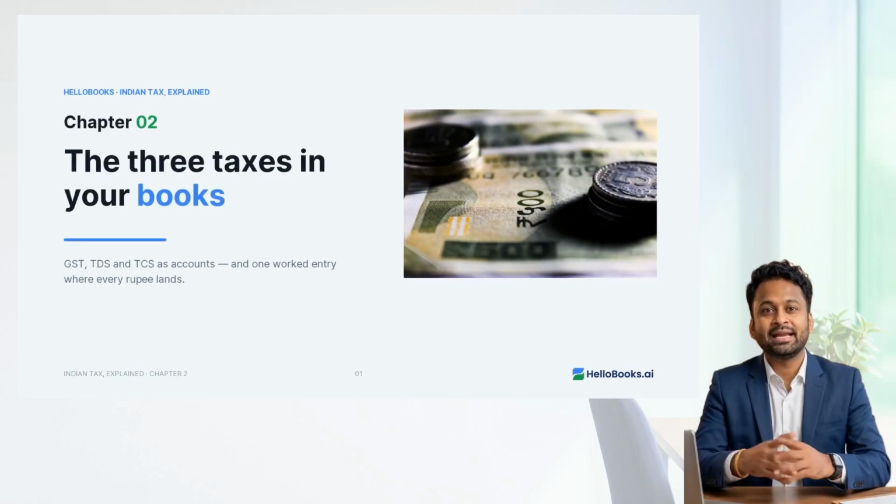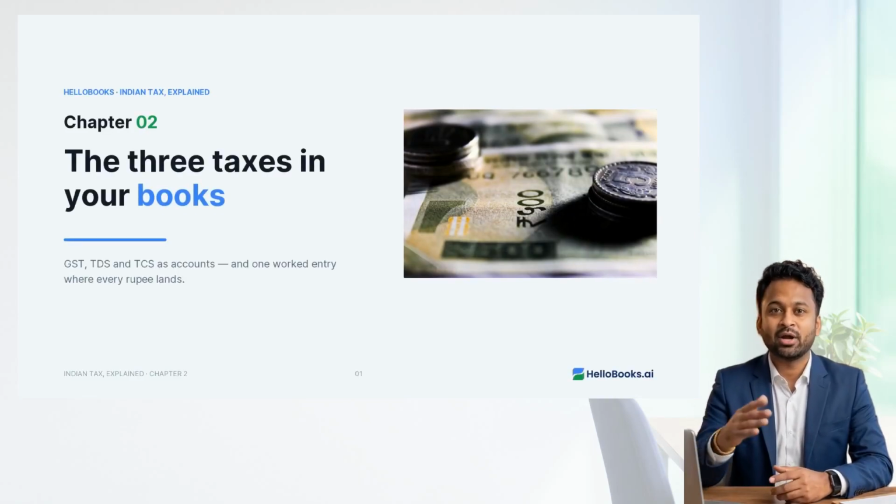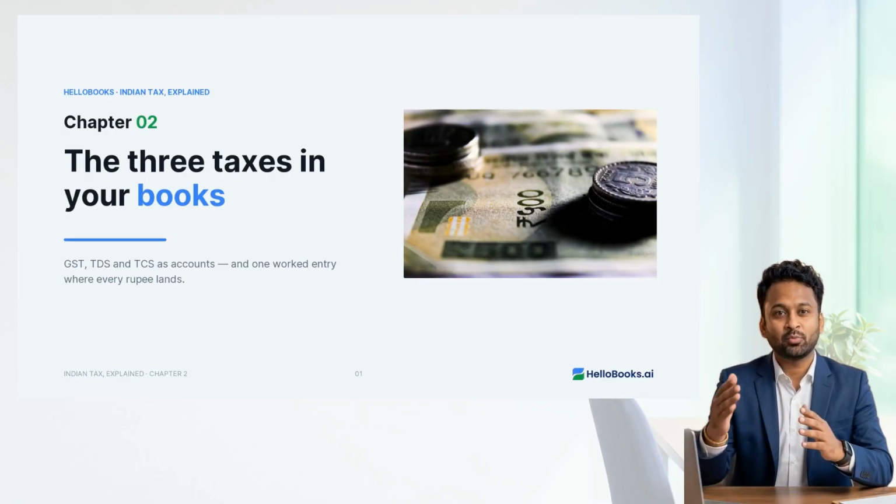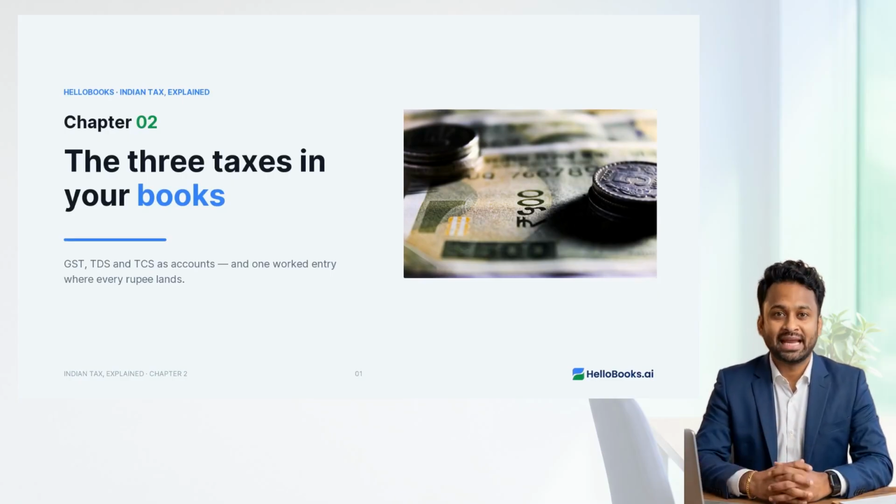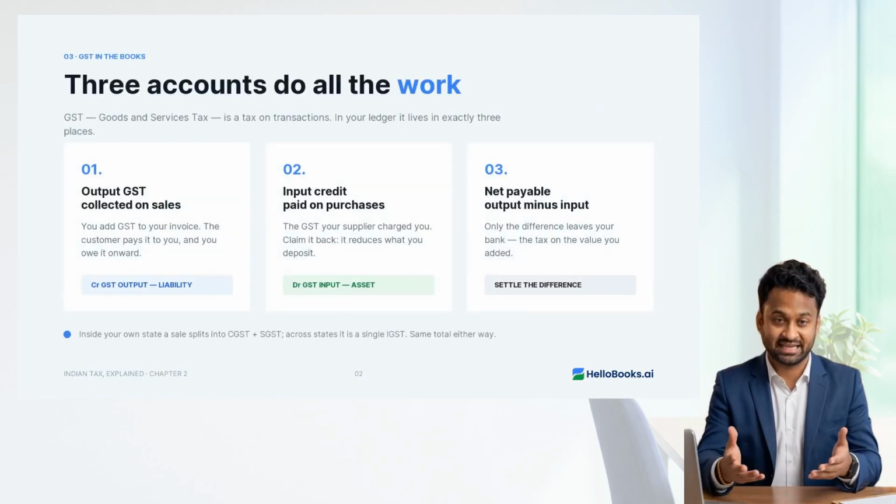Chapter 2 of 3. 3 taxes, 3 sets of accounts, and 1 worked entry at the end so you can watch every rupee land. By the end, you should be able to look at any invoice and say which account each number belongs to. GST lives in exactly 3 places.